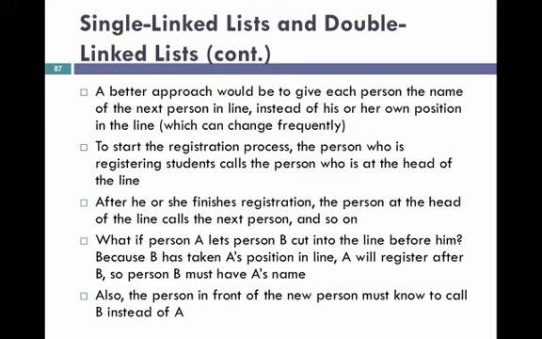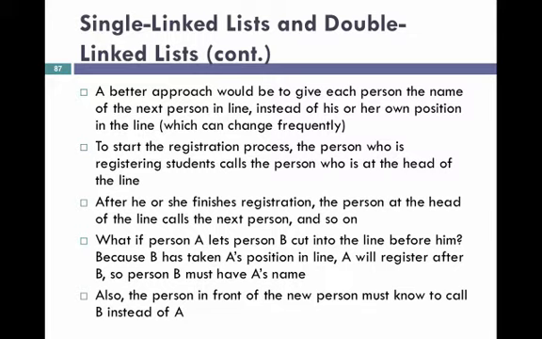Now, a better approach would be to give each person the name of the next person in line instead of her position in the line, which could change frequently. So to start the registration process, the person who's registering students calls the person who is at the head of the line, and after he or she finishes registration, the person at the head of the line calls the next person, and so on.